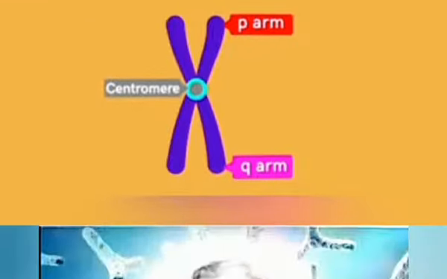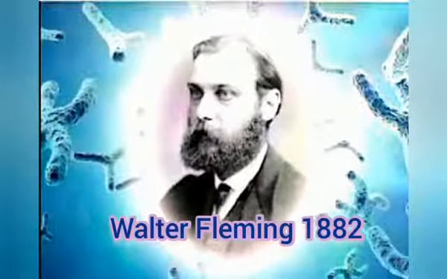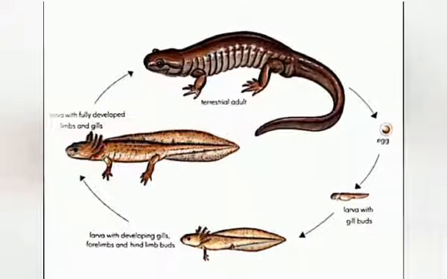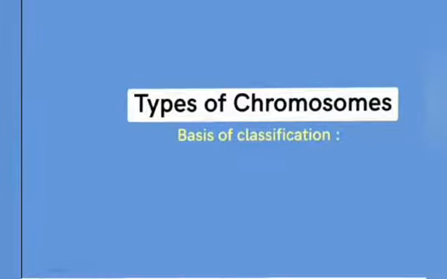The term chromosome was given by the German biologist and embryologist Walter Fleming in 1882, when he was examining the rapidly dividing cells of salamander larvae. Types of chromosomes.